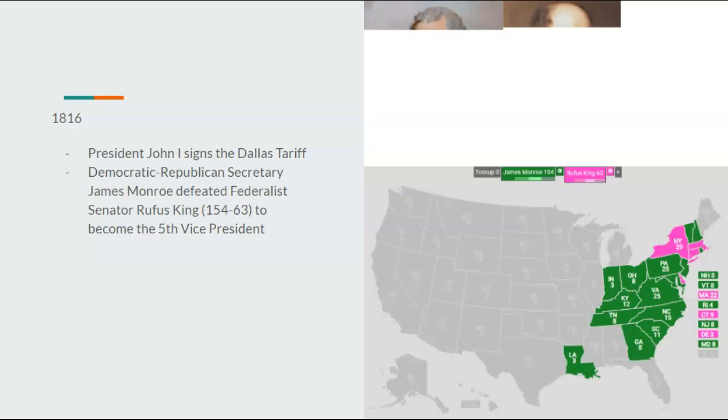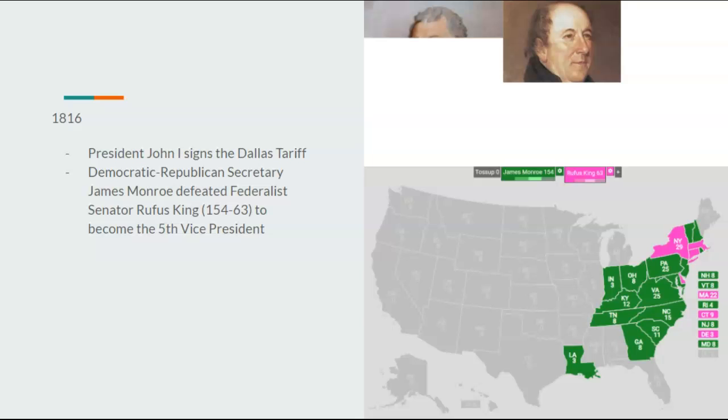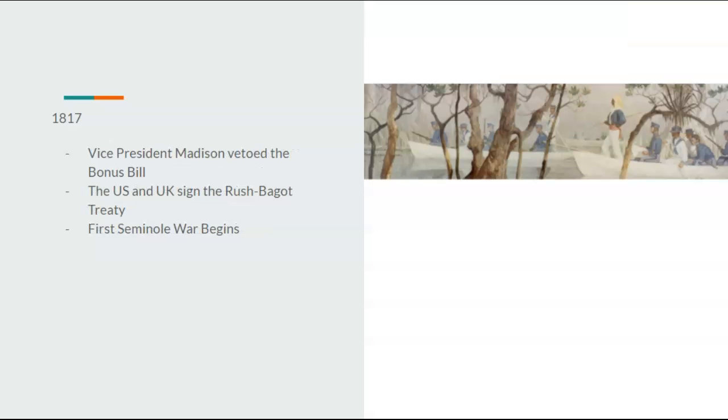In 1816, President John I signs the Dallas Tariff Act, which puts tariffs on the UK for trade. In the 1816 vice presidential election, Democratic-Republican Secretary James Monroe defeats Federalist Senator Rufus King 154-63 to become the 5th vice president.